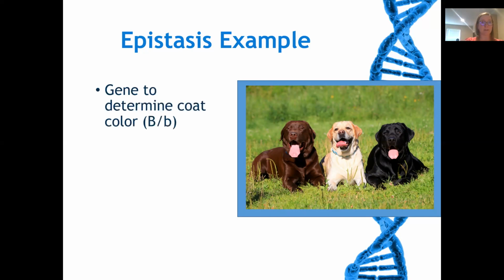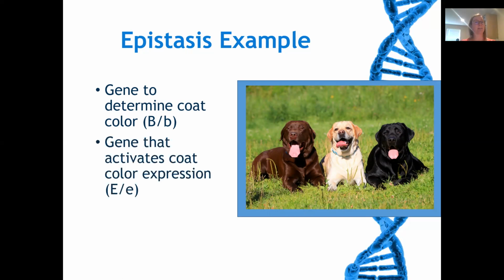So for lab coloring, there is a gene that determines their coat color, and there is a dominant recessive relationship there, where the dominant trait is black. So black labs have at least one big B. If they're homozygous recessive, they are chocolate colored. However, there's another gene that gives them the ability to make any pigments at all. If they are homozygous recessive for it and can't make pigments, then it doesn't matter what their coat color gene is, they're going to be yellow.